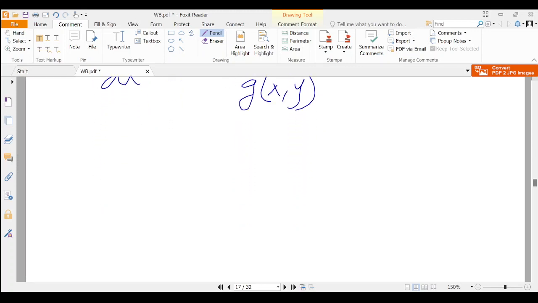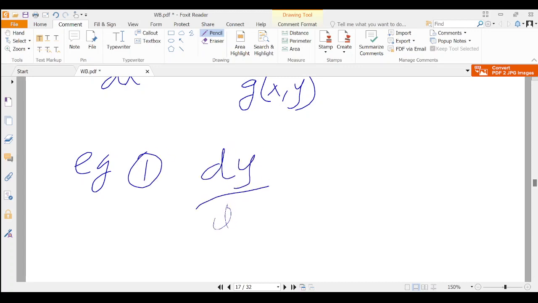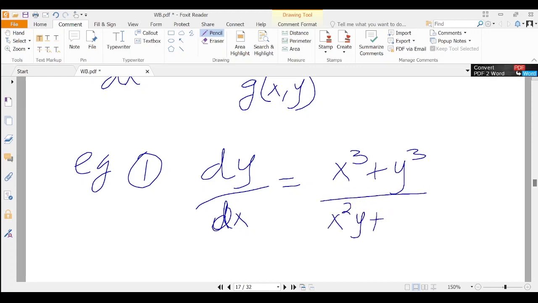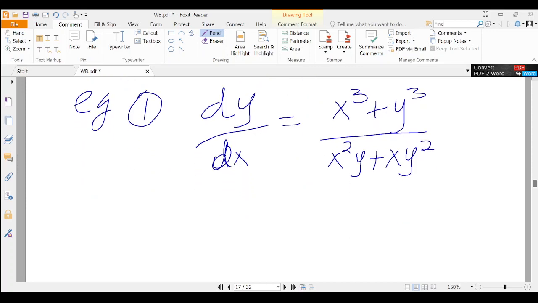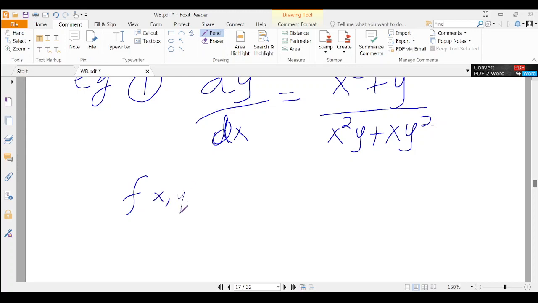Say, for example, you have a differential equation dy by dx is equal to, say, x cubed plus y cubed divided by x squared y plus x y squared. If you look at the terms in the numerator, the function f of xy is x cubed plus y cubed. And you see that both terms, the first term and the second term, are of the same degree, of the same degree 3.